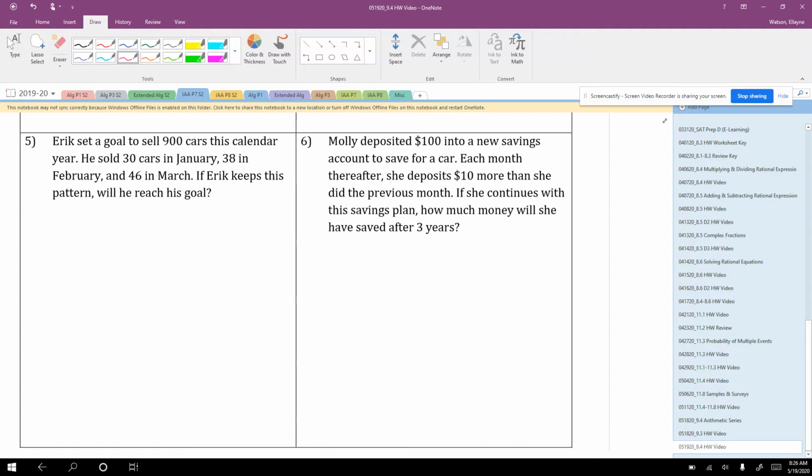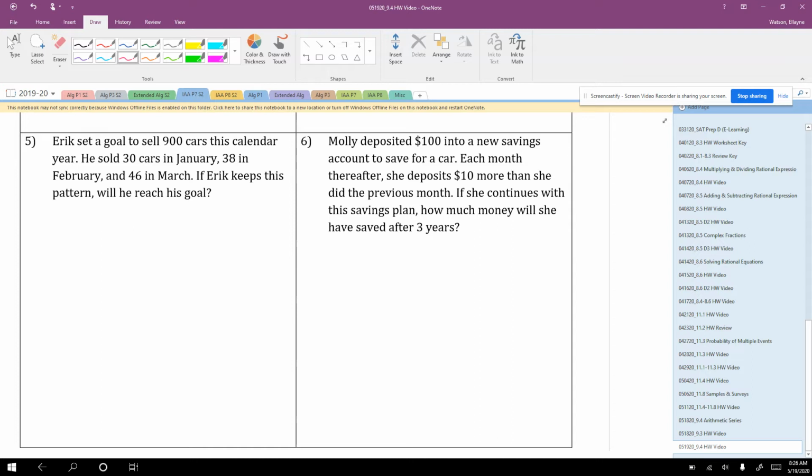Okay, so the first one says Eric set a goal to sell 900 cars this calendar year. Calendar year just means January through December. He sold 30 cars in January, 38 in February and 46 in March. If Eric keeps this pattern, will he reach his goal? So, will he reach his goal of selling 900 by the end of December? What we want to do is find the total number of cars that he sold for the year.